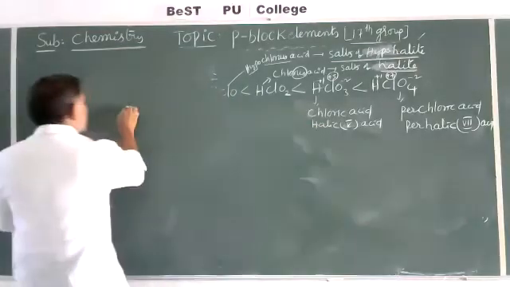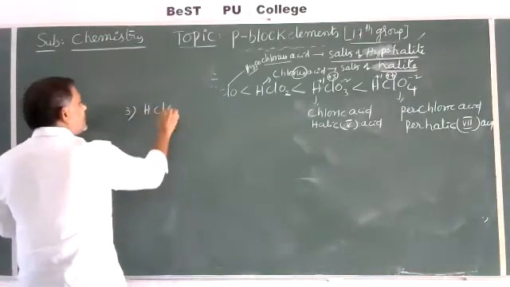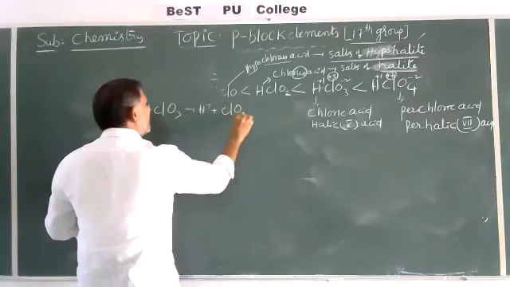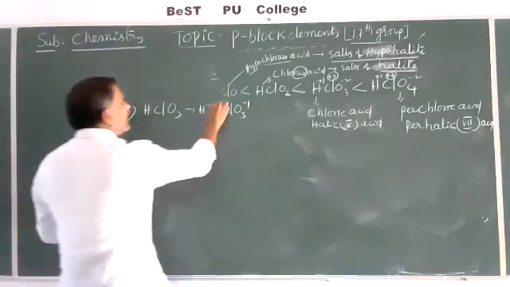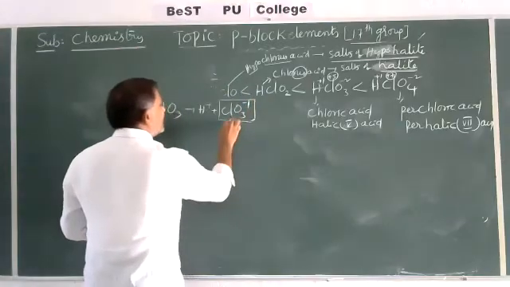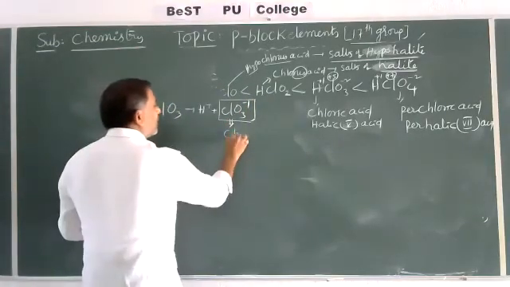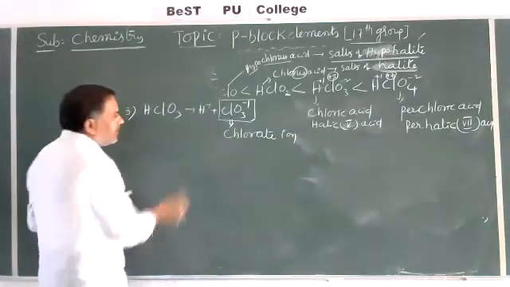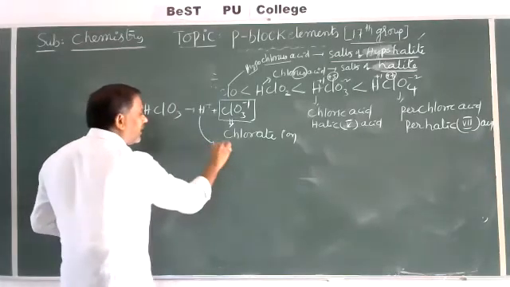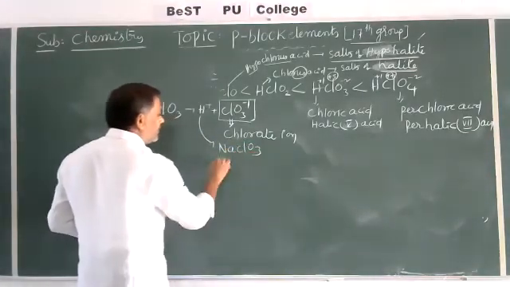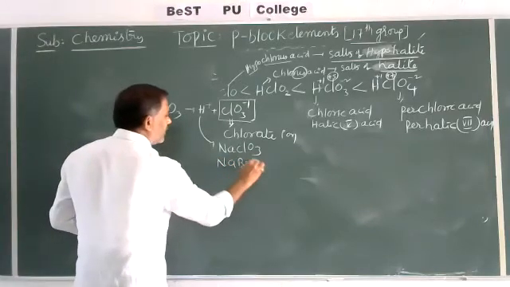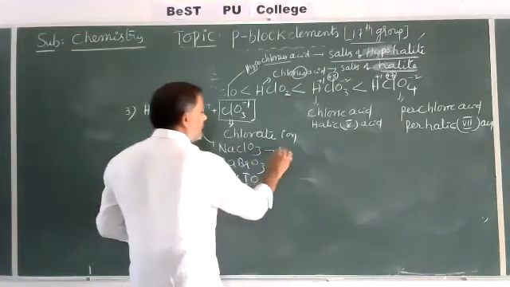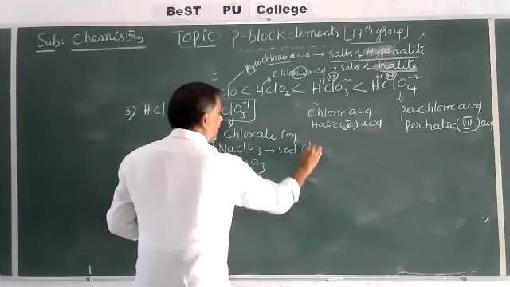So here in the third case, HClO3 ionizes, it gives H plus and ClO3 -1. This ion is generally a stable ion. This stable ion is called the chlorate ion. Now instead of this hydrogen atom, we can take NaClO3, NaBrO3, NaIO3. It is called sodium chlorate.